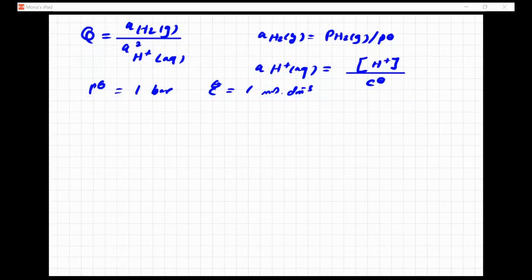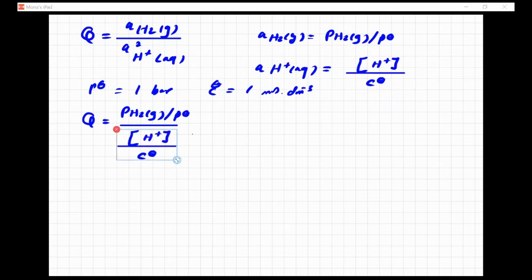Now what is it I will do? I need to calculate the quotient. So the quotient is equal to what? I will put the quotient in terms of the concentration. It should be equal to this here, divided by this here. But this is supposed to be squared, right? This is squared. Let's just leave it like that.